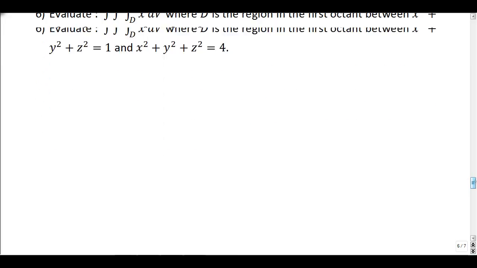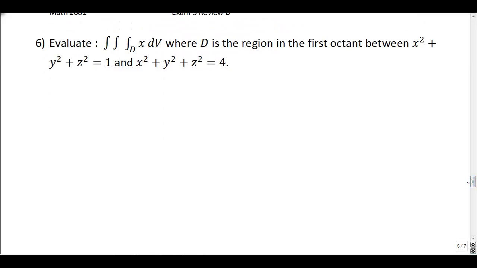Here we want to evaluate the triple integral of x, where our region we're integrating over is in the first octant between x squared plus y squared plus z squared equals 1, and x squared plus y squared plus z squared equals 4. So in the first octant, that means x is greater than or equal to 0, y is greater than or equal to 0, z is greater than or equal to 0. Those are spheres of radius 1 and 2.